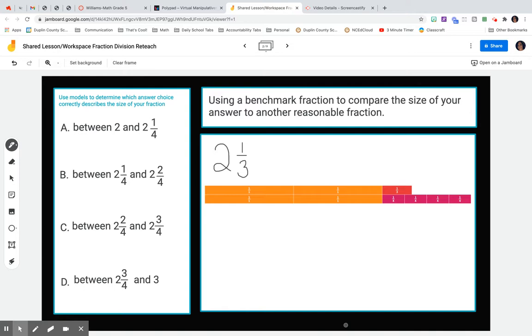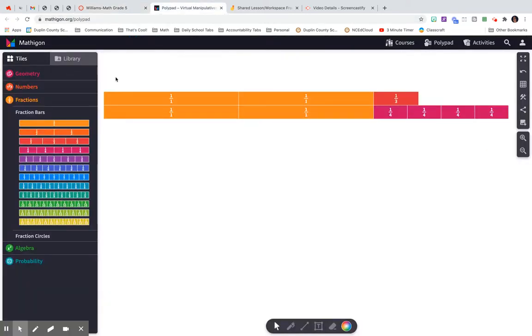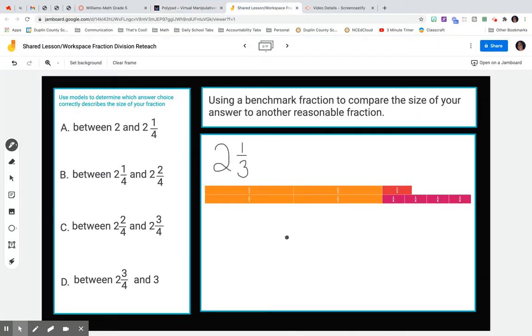So your job is to draw the fraction model, or if you're just practicing, then use our manipulative, meaning if you've never been in here, math manipulatives. We've used the fraction parts before in PolyPad. So this is where I just built the example in Mathagon PolyPad. Our answer was 2 1/3, so that's what's going to be represented at the top. Let me go back to our Jamboard. So 2 1/3, our answer, is on top.